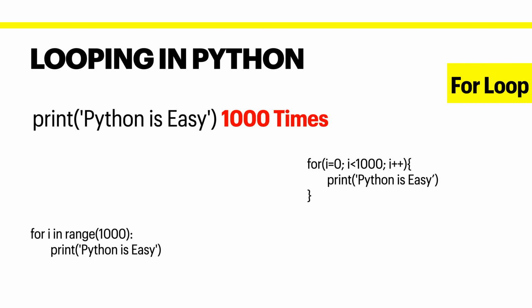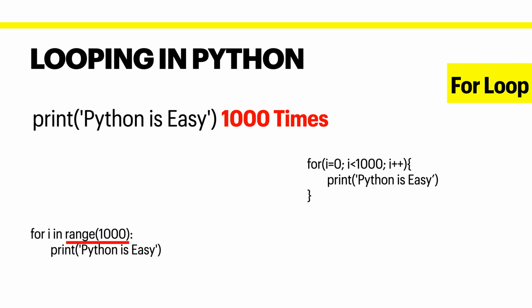But this is not how for loops work in Python. In Python, for loops require iterables. So what are iterables? For example, in this case, for i in range 1000, what does this range 1000 do? It creates a sequence which starts from 0 and ends at 999. So what the for loop does is it picks each of these values in the sequence and then executes the statement which is provided in the for loop.